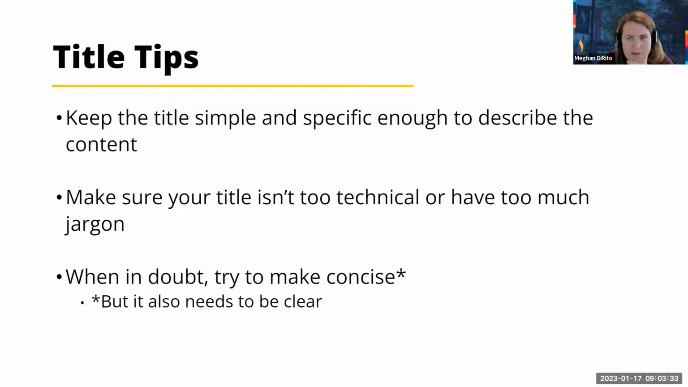I'm going to start by going over some tips for writing things like your title and abstract. For the title, you want to keep it simple and specific enough to describe the content, but make sure it's not too technical or full of jargon. You do want to make your title concise, but it also needs to be clear, describing what your paper is actually about. Don't make it so concise that no one has any idea what it's about, because after all, the title and abstract are the very first things people are going to see.